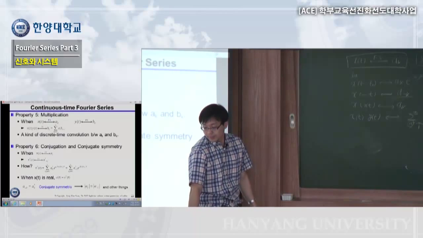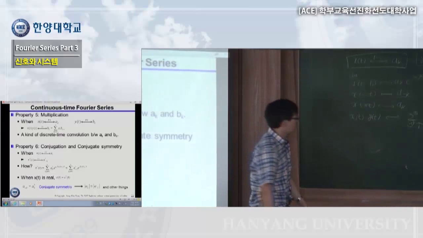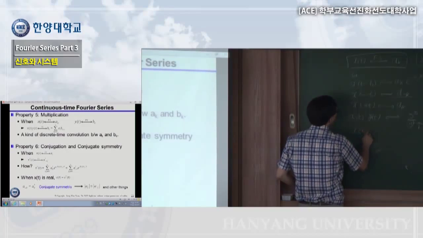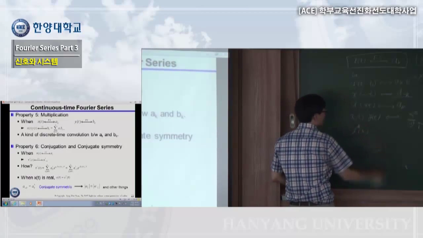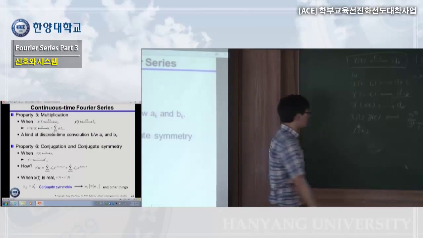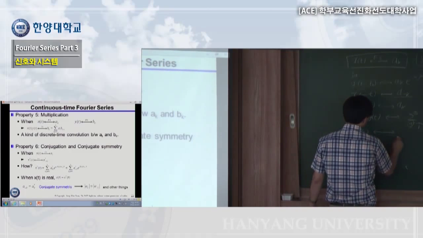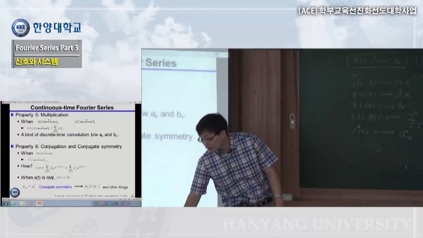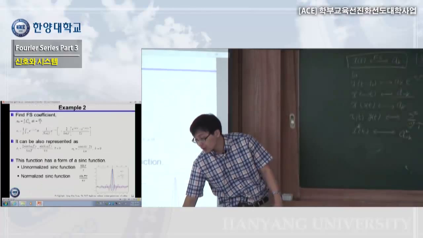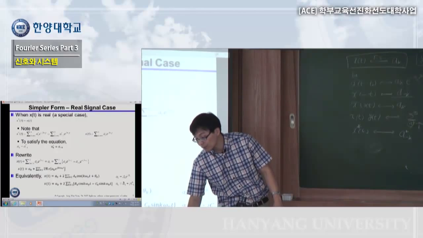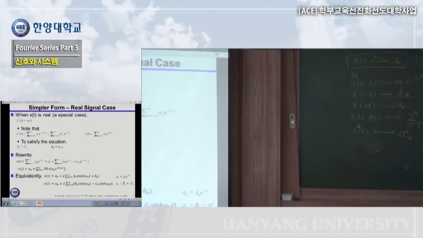What about conjugation? Conjugation symmetry, meaning that we already know x(t) is like this. What about the conjugate of x(t), x star of t? What happens? Then, generally speaking, we already derived it in the beginning of the lecture. We already used this property when we derived this Fourier series coefficient. You already used it.